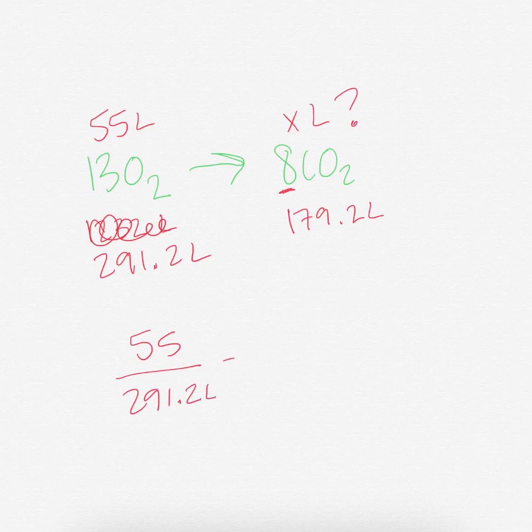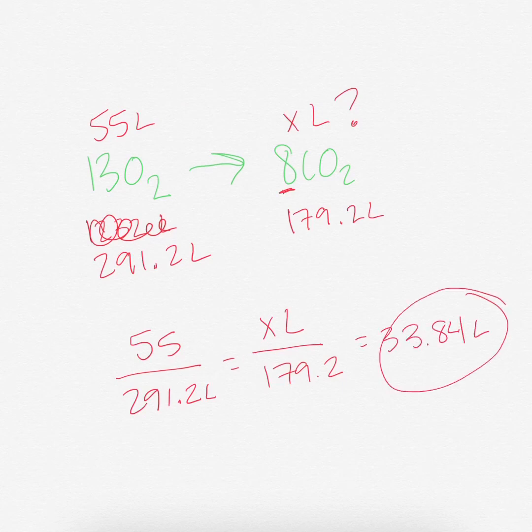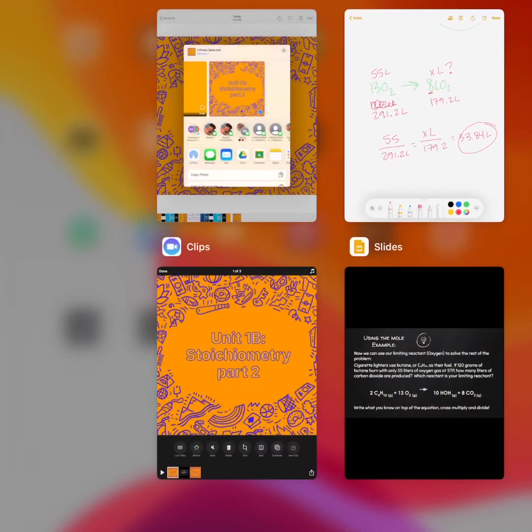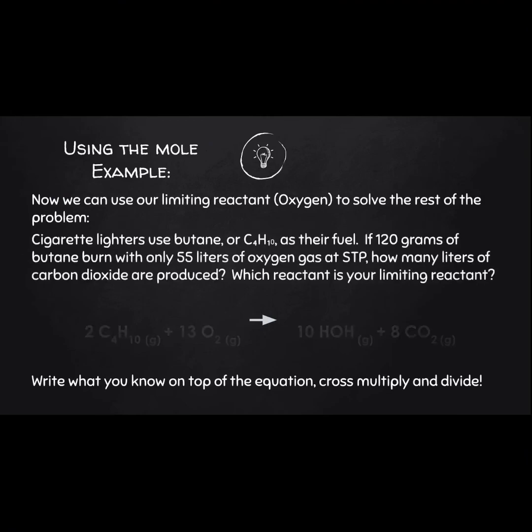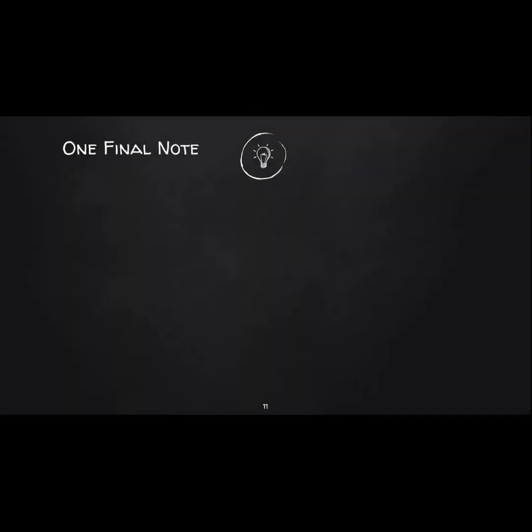So I have enough for my proportion. Go ahead and set it up. You don't have to rewrite it every time if you don't want to. I'm just doing that for now. Okay, so 55 times 179.2, and then divide that by 291.2. That gave me 33.84, and that would be liters of CO2. So I'm just solving for X.